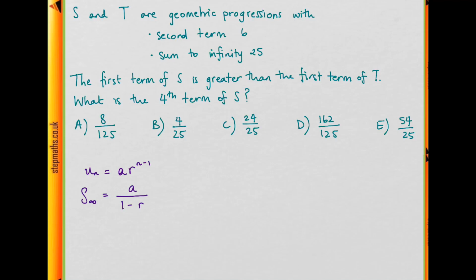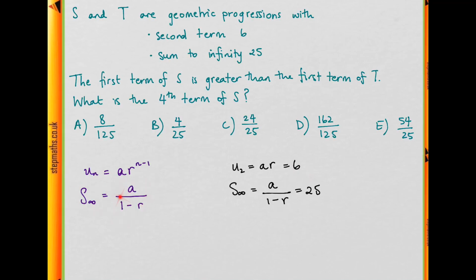So for these progressions, we know that the second term is 6, so if we use n equals 2 here, we see that u2 is equal to AR, and that's equal to 6. And for the sum to infinity, this is equal to 25 by what they tell us. So let's solve these simultaneously for A and R.